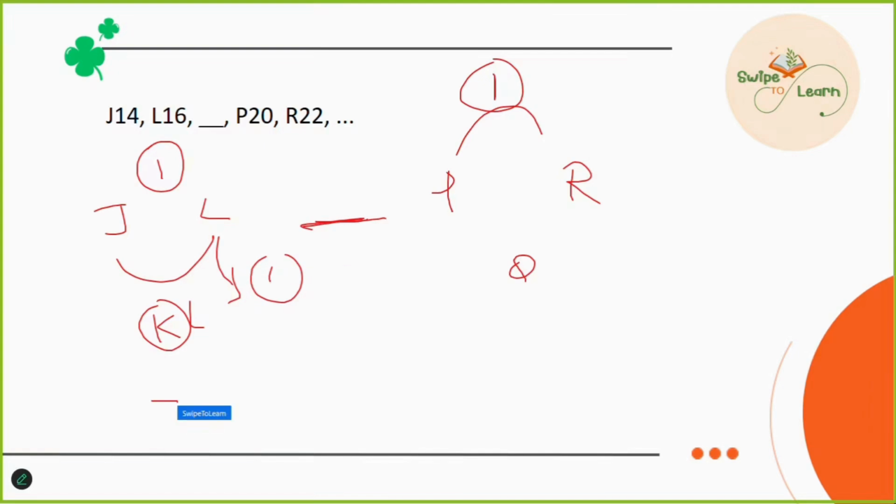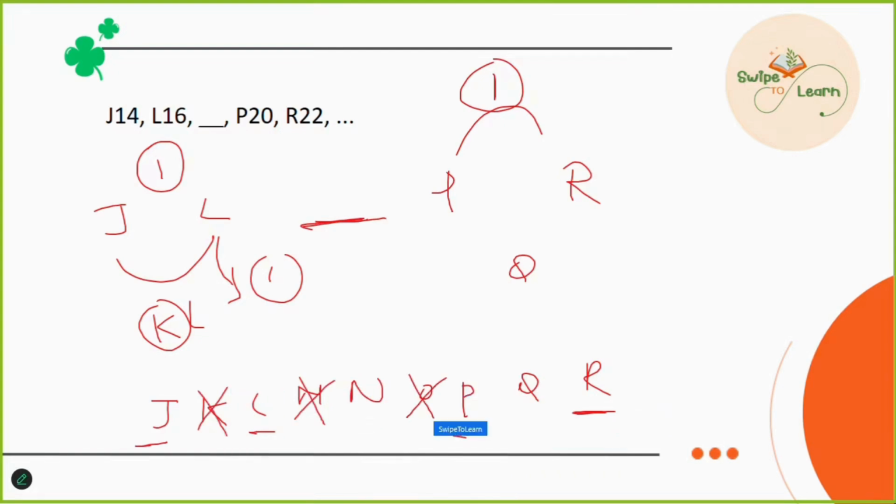When seeing a series J, K, L, M, N, O, P, Q, R, this is a series, right? So we have J, L, and we have P, R. So we eliminate these. Then what is the missing term? Missing term is N. So the alphabet is found.